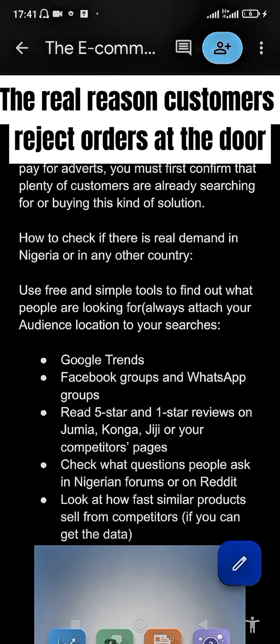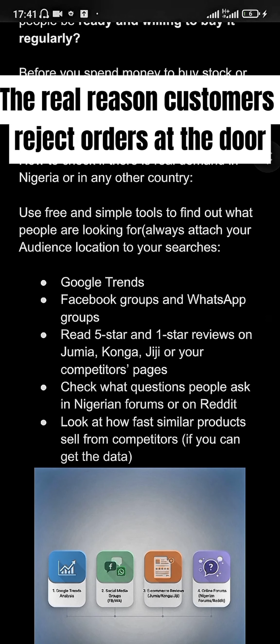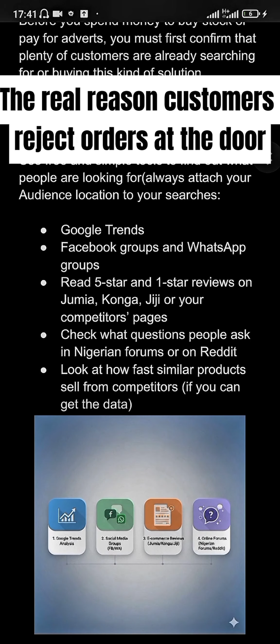So now, how can you check if there is real demand in Nigeria or any other country? You can simply use simple free tools, and find out what people are looking for.